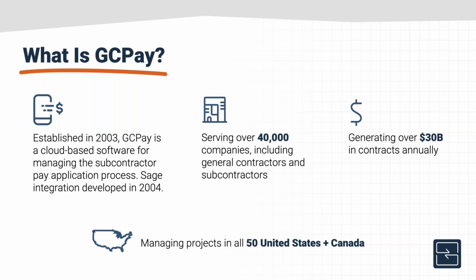Luckily for him, his brother-in-law was a software engineer. So they teamed up in 2003 to create GCPay, and really it was just for the clients that they were auditing. But then quickly, one GC talked to another and it spread like wildfire, everyone saying, yes, we would also like a better way to automate and streamline our pay app process. So fast forward, now here we are with over 45,000 companies on the platform. Last year, we generated just a little under 30 billion in contracts, and we are currently managing projects in all 50 states as well as Canada.